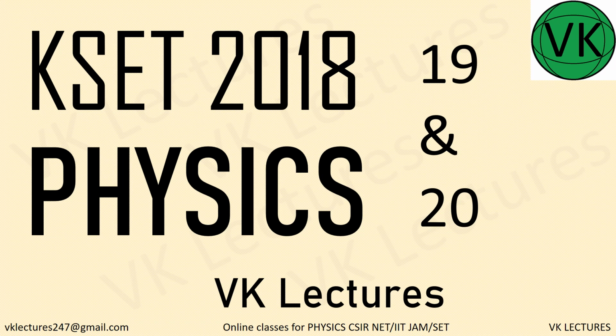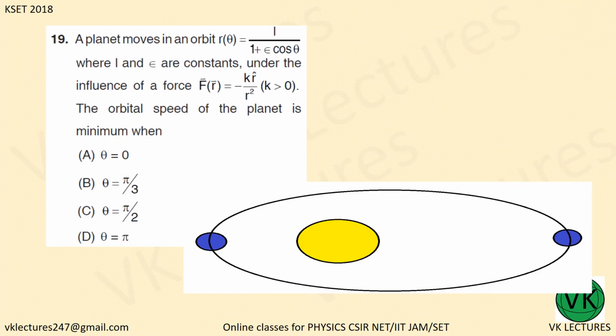In this lecture, we are discussing the 19th and 20th question from the physics question paper of KSET 2018. A planet moves in an orbit r of theta equal to l divided by 1 plus epsilon cos theta, where l and epsilon are constants, under the influence of a force given by minus k r by r square. Now since this is a central force, you can understand this will obey Kepler's law.